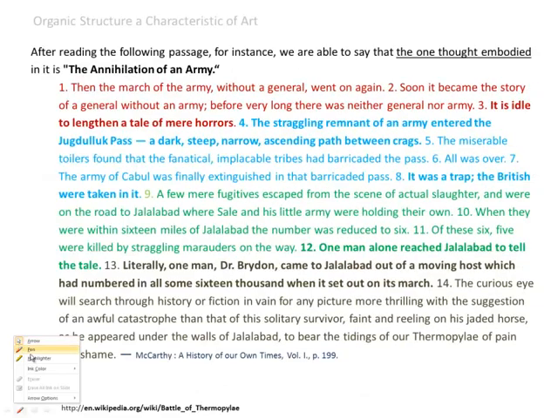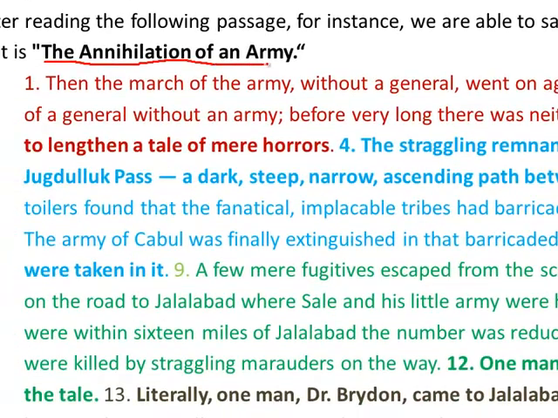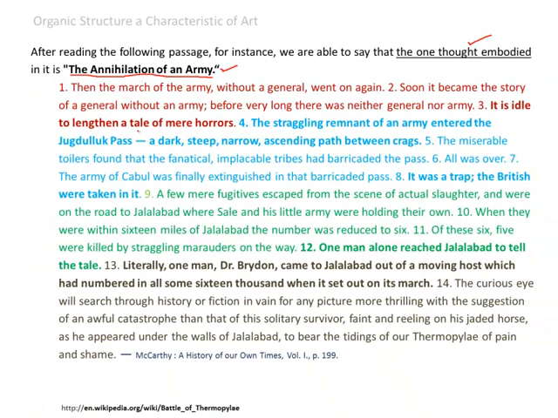This is what's called an isolated paragraph. It's not part of a longer dissertation or part of a group of paragraphs, but it's its own treatment of one topic. And that allows us to look at the one thought embodied in it. The thought and the theme of this passage is the annihilation of an army. So these are color-coded by individual sentences which in themselves serve as topics that all work together to explain the annihilation of an army. And we're going to look at this more closely in the next slide.